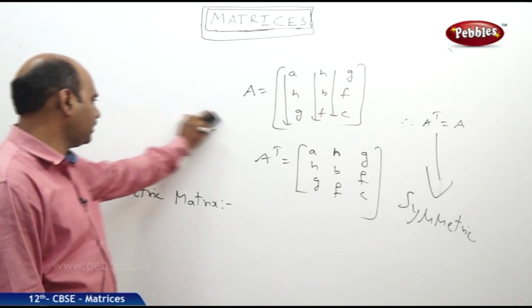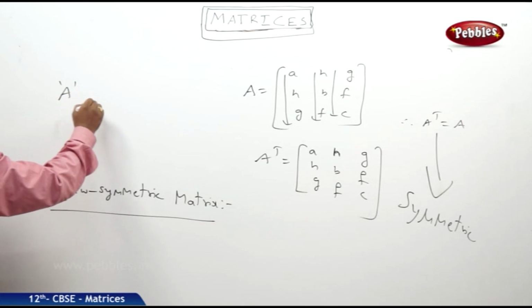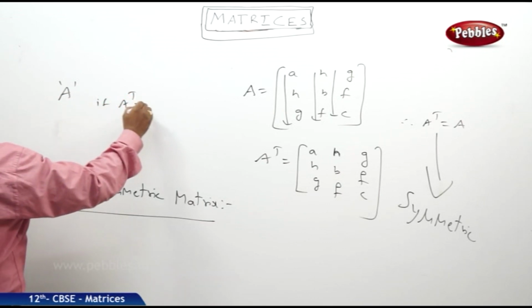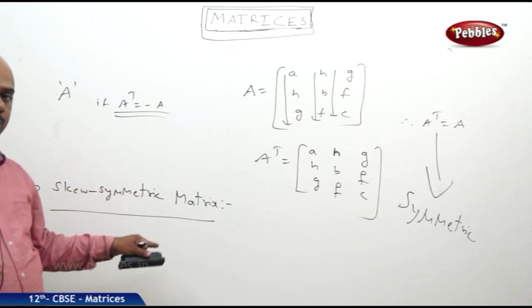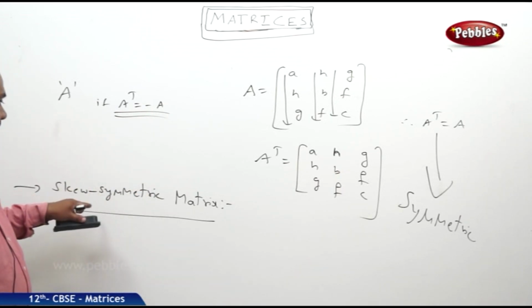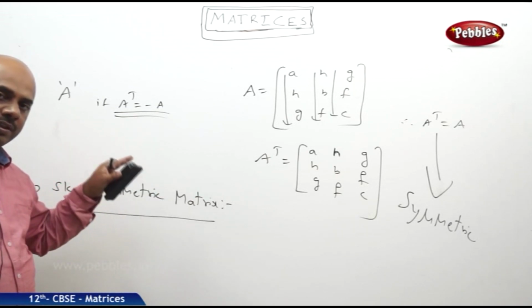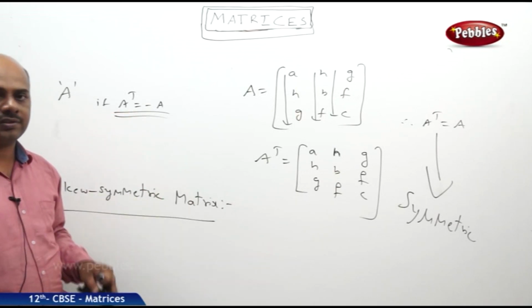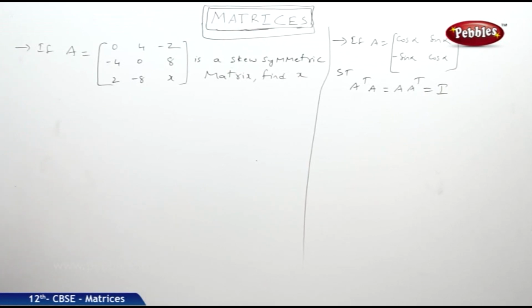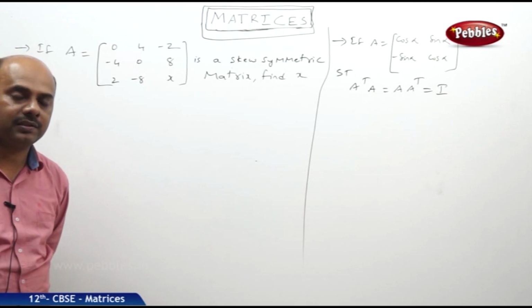Next, we are going for another one. What do you mean by skew symmetric matrix? A matrix capital A is said to be a skew symmetric matrix if A transpose is equal to minus A. This we shall go by a problem as an example also. Remember, a square matrix is said to be a skew symmetric matrix if A transpose is equal to minus A.